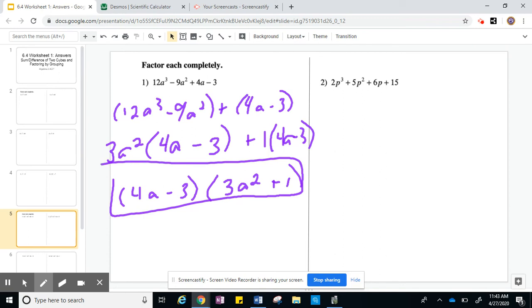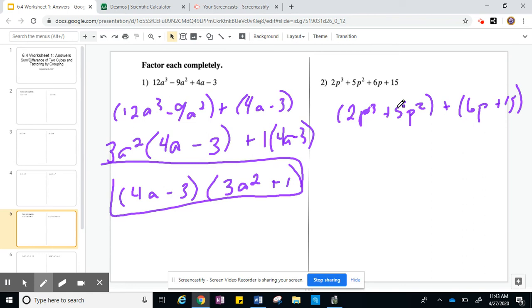Okay, so next one. We group together 2p cubed plus 5p squared plus 6p plus 15. Great. All right, so this first set of parentheses, we have a 2 and a 5, so we can't factor anything out besides a 1 there.